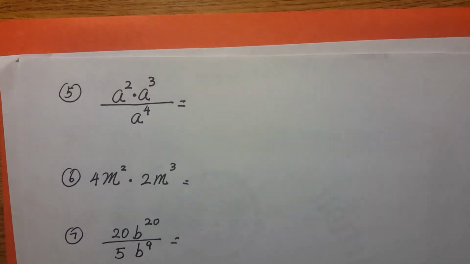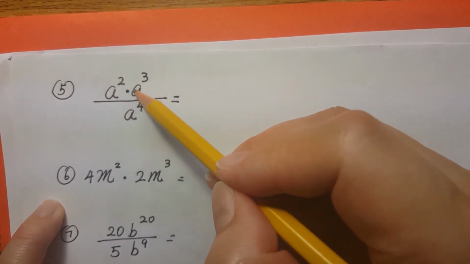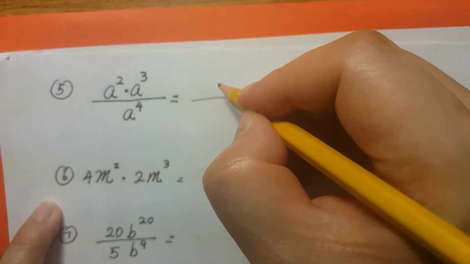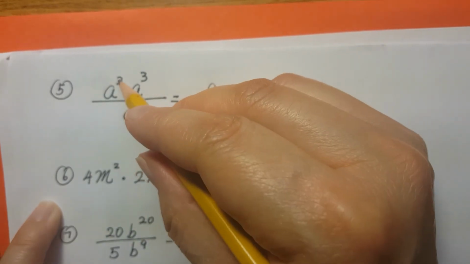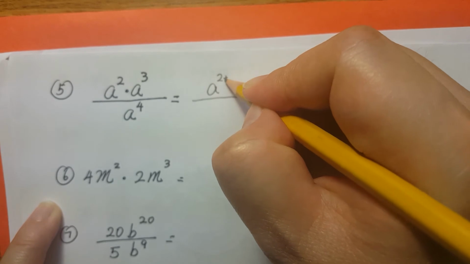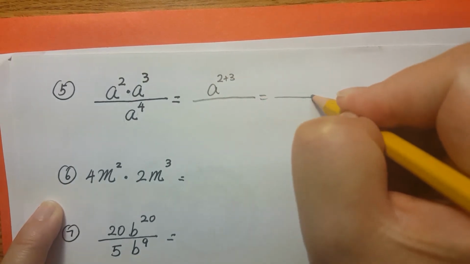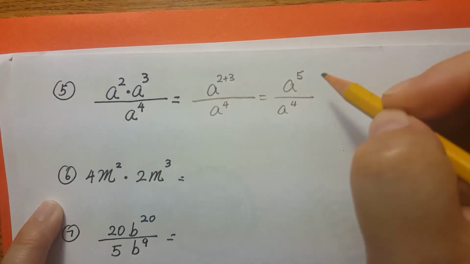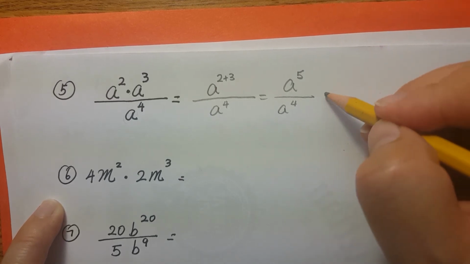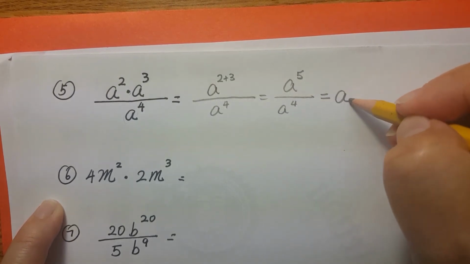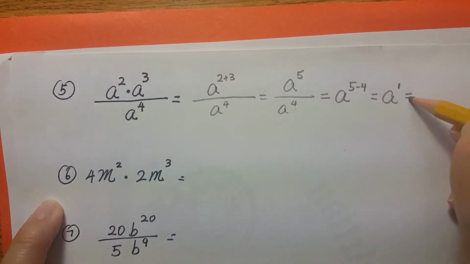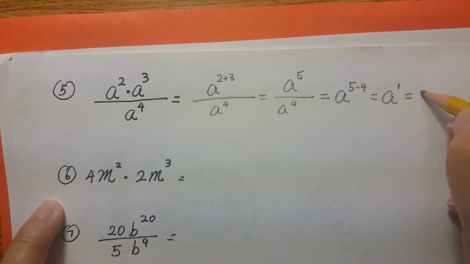Let's take a look at number 5. So we have a squared times a to the third power over a to the fourth. This is a multiplication, so we have a and exponent 2 plus exponent 3. 2 plus 3, and then we get a to the fifth power. And then the denominator stays the same. Now it turned into division. Now we're going to subtract exponents. A stays the same, 5 minus 4. A to the first power. A number to the first power stays the same because it's only one time. So we got a.